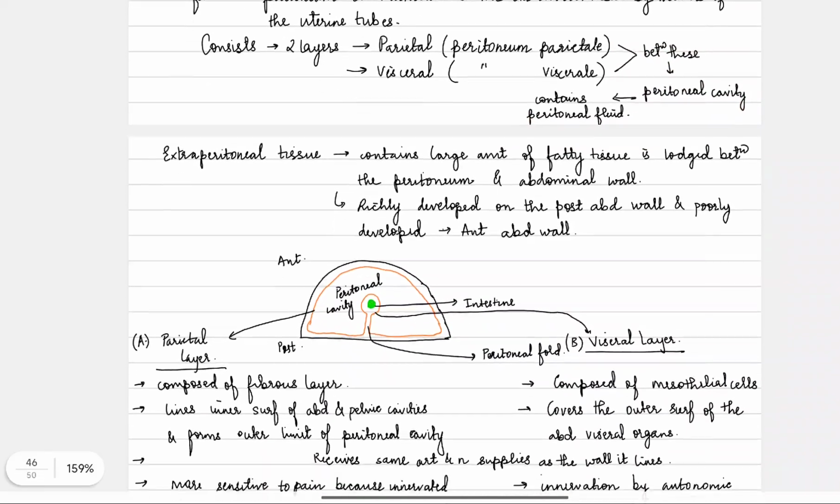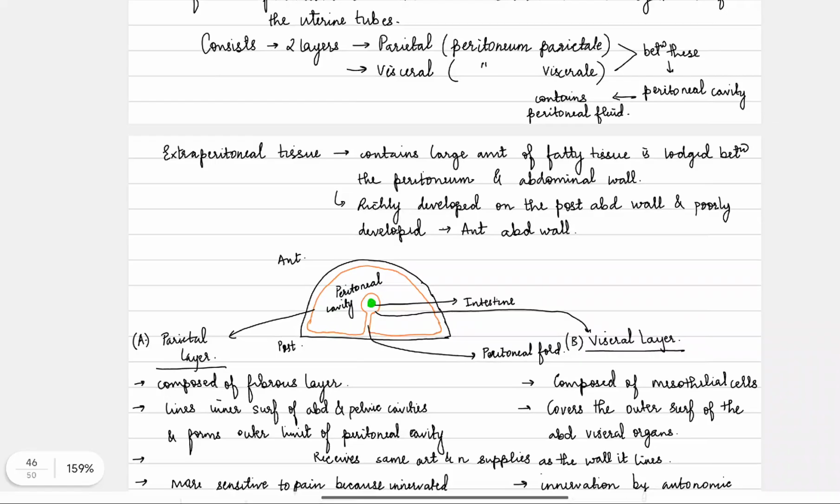Now, the extraperitoneal tissue. A large amount of fatty tissue is lodged between the peritoneum and the abdominal wall. This extraperitoneal tissue is richly developed on the posterior abdominal wall and poorly developed on the anterior abdominal wall.